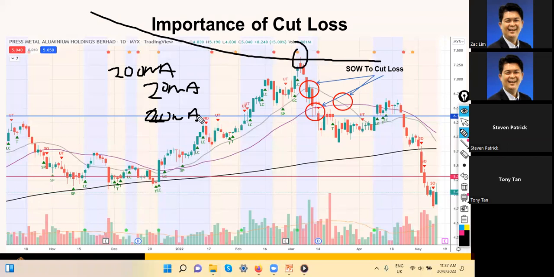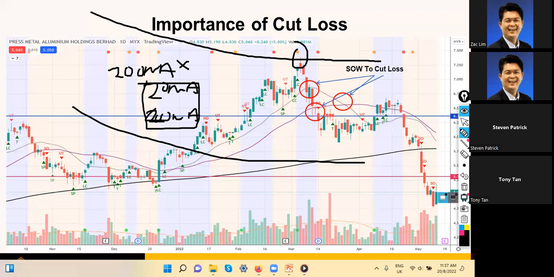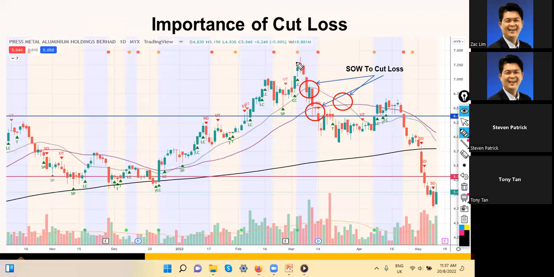Okay, so there will be some hits here. Sometimes the price is above the 200, sometimes it's below. When the 200 does not give you any sign, you just make sure of this 20 and 40. Okay, so this is the rebound, and when it cuts, when it rebounds. So this example is actually Press Metal.